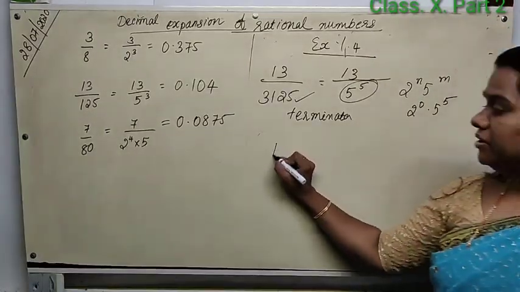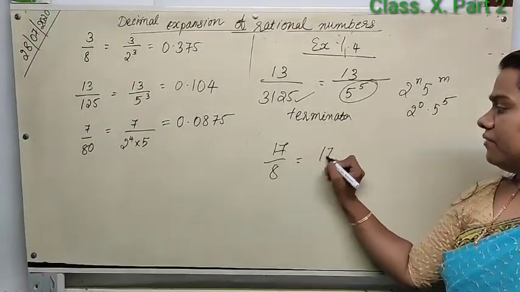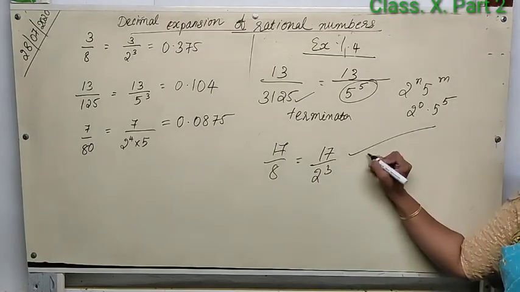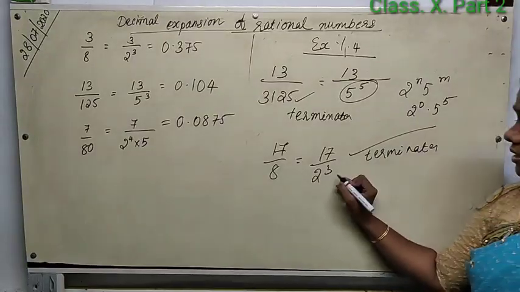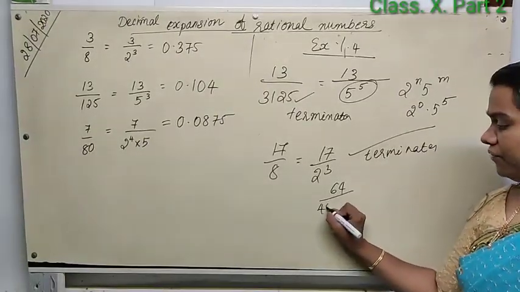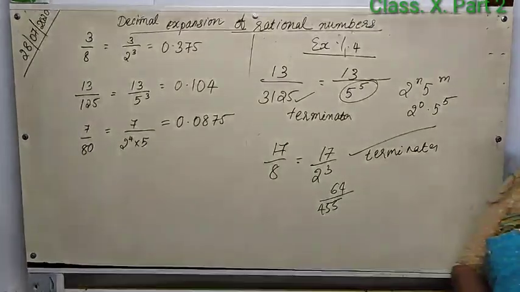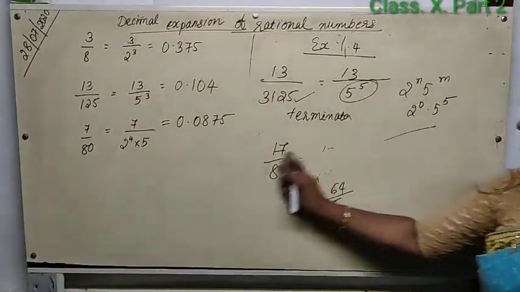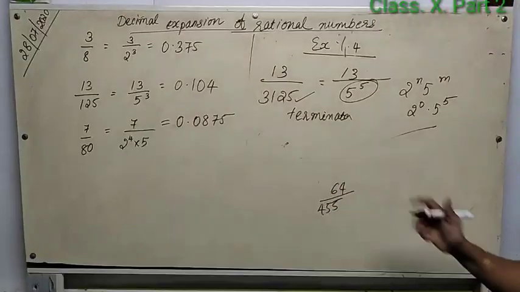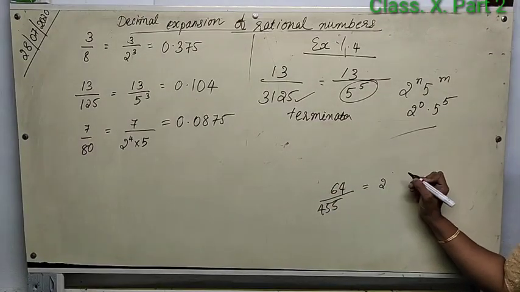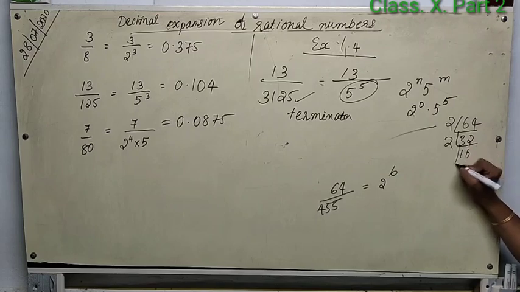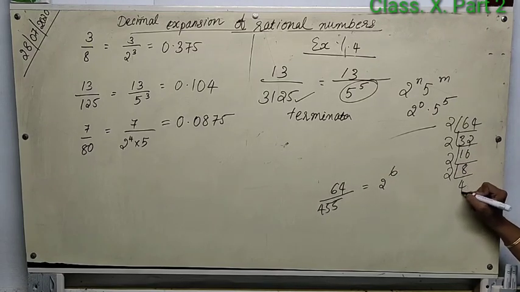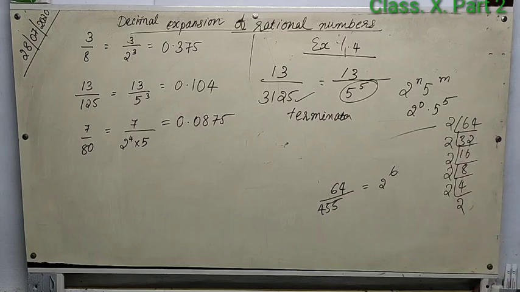Okay, another, 17 by 8. That is 17 by 2 cube. So it terminates. Another example, 64 by 455. We can check whether the decimal expansion terminates or not. How to write 64? Do you remember? 64 divided by 2 is 32, again 2, 16, divided by 2, 8, 4, 2, 2. That is 2 raised to 6.